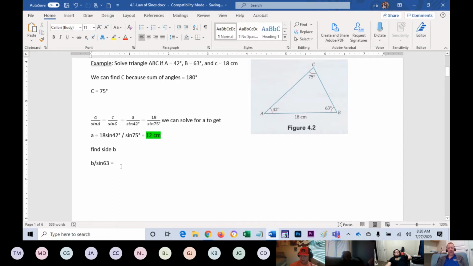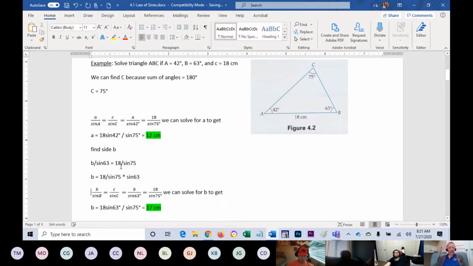Yeah, so b over the sine of 63 equals what? It would be 18 over sine of 75. Okay. And then to solve that, we would get. Hold on, let me get my calculator. Oh, just tell me what to write before we. Wouldn't it just be? Wouldn't you multiply the 18 divided by the sine of 75 by sine of 63? Yeah, exactly right. Okay, perfect. And then when we do that, we're going to get 17 centimeters roughly. Okay.